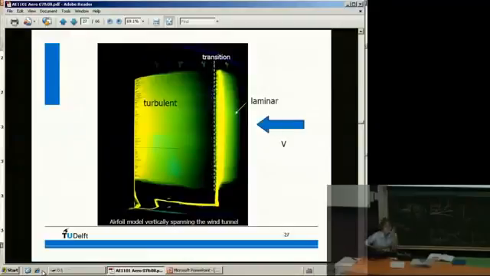This is a picture of an experiment with a blade in our wind tunnel. There you see the transition very well. So the flow is coming from this side, oil pattern on the object, laminar flow, turbulent flow.